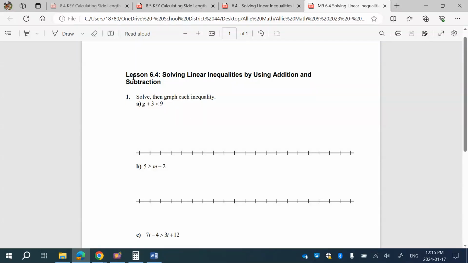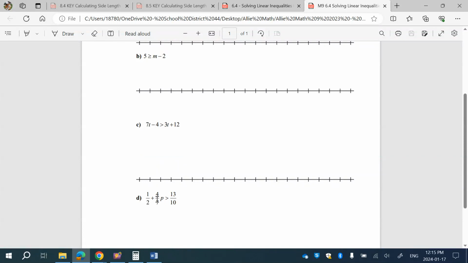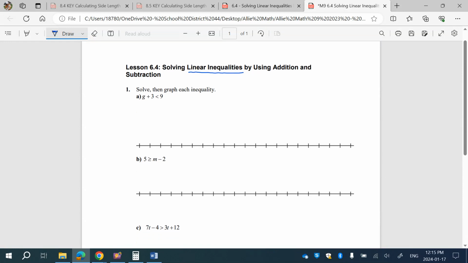Hello, everybody. Here we are, lesson 6.4, solving linear inequalities by using addition and subtraction. Though, actually, on this last one, we're going to have to do a little bit more than that, but that's what it's called. And basically, we solve a linear inequality the way that we solve a linear equation. So we're just going to treat this almost as if it says equal. So don't get too thrown off by our greater than, less than signs. We kind of treat this the same way.